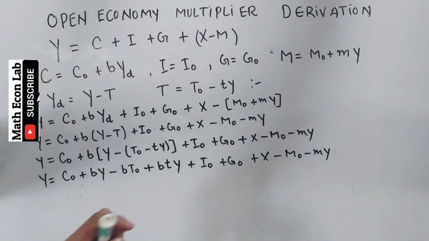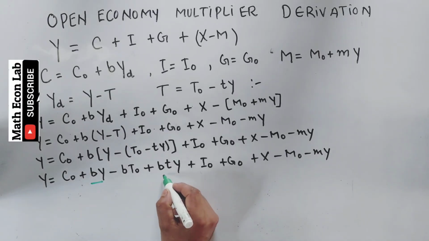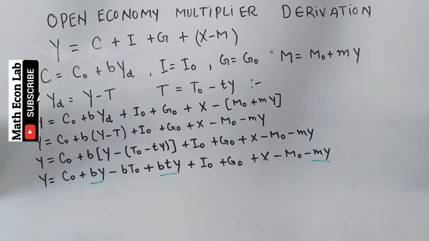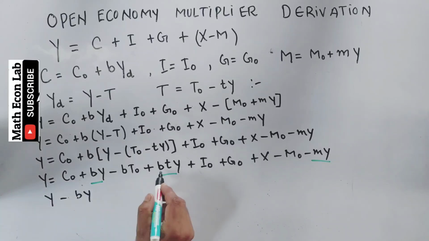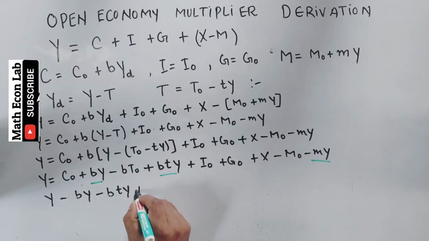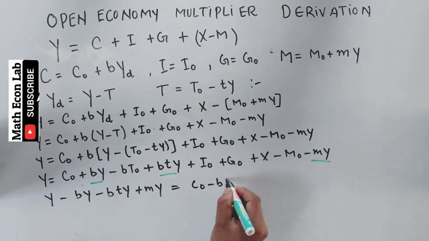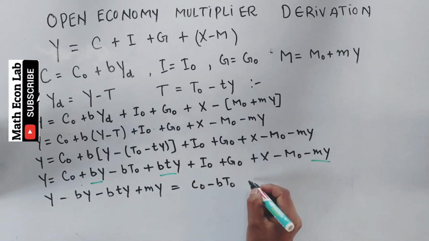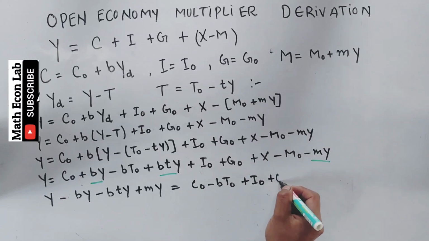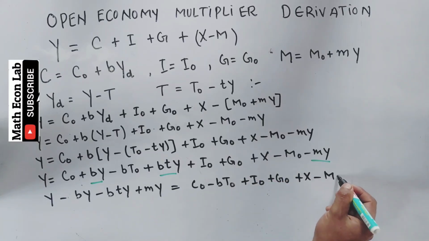Next, what will we do? We will transpose the Y terms. So we have this Y, and here we have Y, and we will transpose these to the LHS. So we have Y minus B times Y, then minus B t Y, plus mY will be equal to, so here we are left with C naught minus B T naught, then we have I naught plus G naught plus X minus M naught.